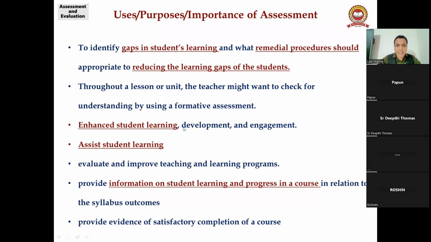Third is enhanced student learning. With the help of assessment, guys, what happens? You become able to enhance the students' learning. You will never know if the learning of the student has enhanced, has increased, right? Assist student learning. You assist the student learning from this. जैसे मदर होती है ना, पेरेंट्स होते हैं ना, you have seen the parents, how they nourish the baby, their baby. Similarly, you have to work on your student.